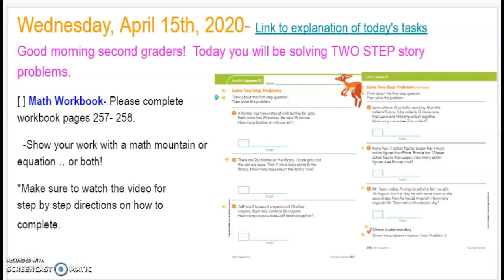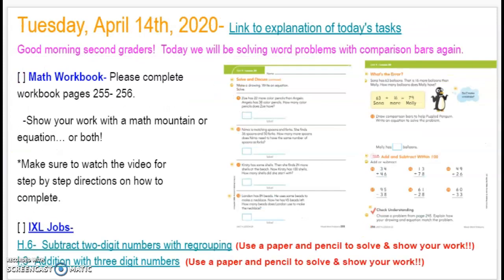Okay, right now, I would like you to take out pages 257 to 258, and we are going to walk through the first three together, and then the three on the back you are going to do on your own, and then Seesaw me your math or take a picture of it and email it to me. Go ahead and take out page 257.